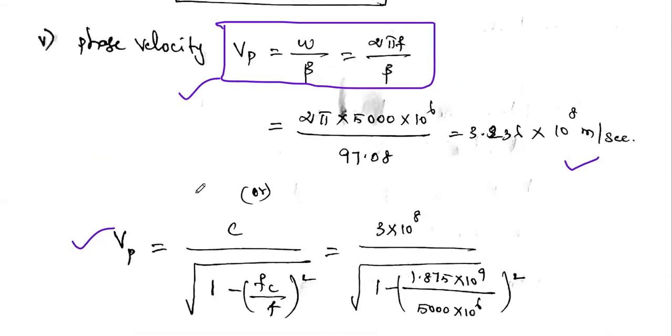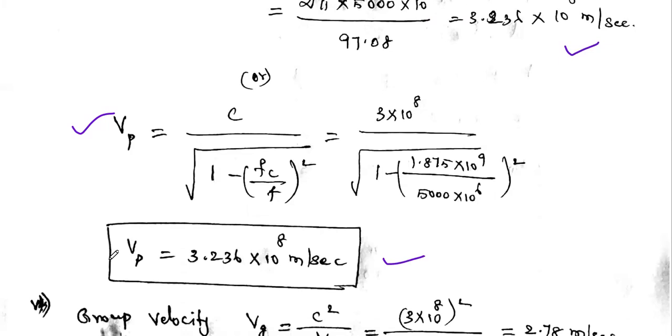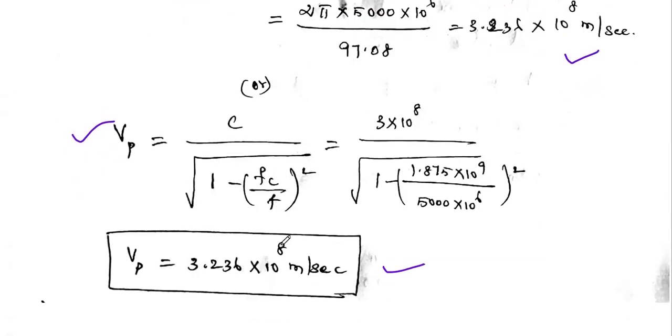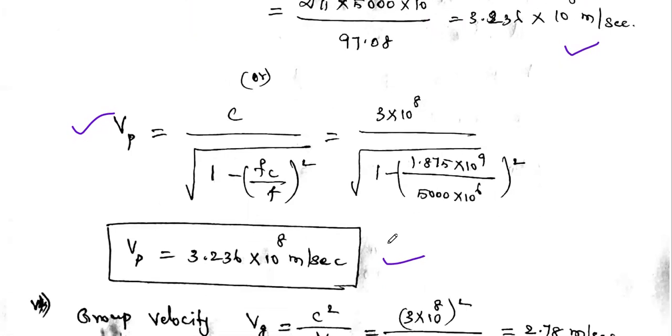If you solve it, you see the same answer. So this is also one of the formulas for phase velocity. This one is in terms of beta, and this one is in terms of cutoff frequency. In any way, you can get the same answer. So you can use any one formula in order to solve this phase velocity.